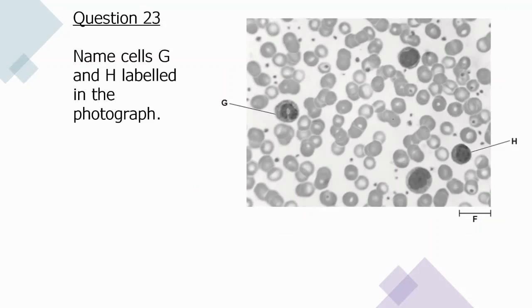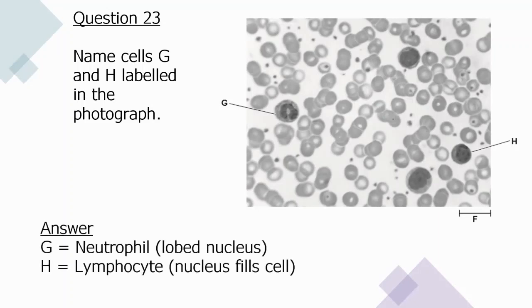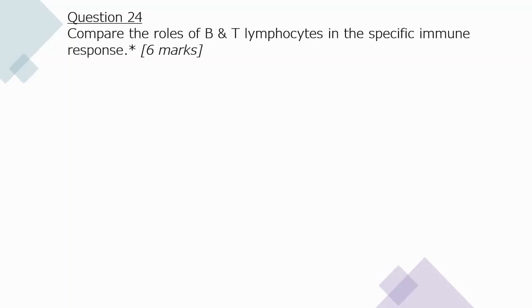Question 23, so we've got to name the cells G and H. So we can see that G has another lobed nucleus, and in H the nucleus is filling up most of the cell as well. So therefore G is a neutrophil and H is a lymphocyte. Question 24, compare the roles of B and T lymphocytes in the specific immune response. And this is 6 marks, and it also has an asterisk, which means this is level marked, so it needs to be written clearly with key scientific terms.